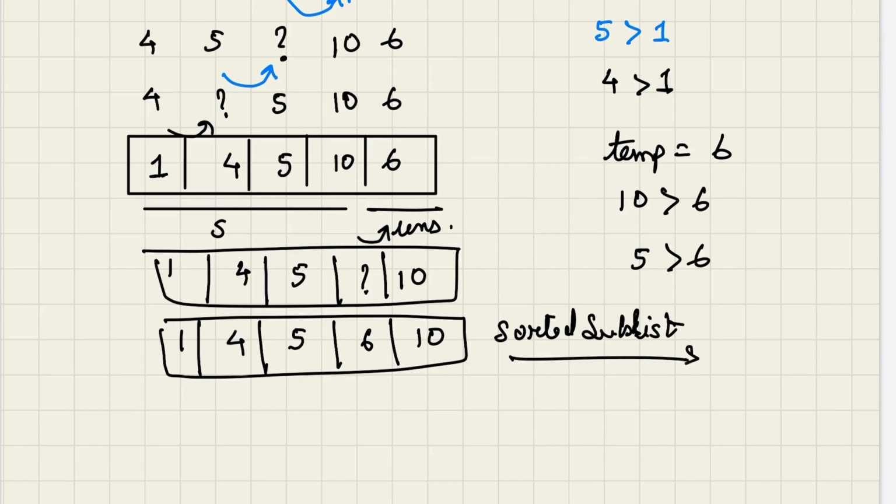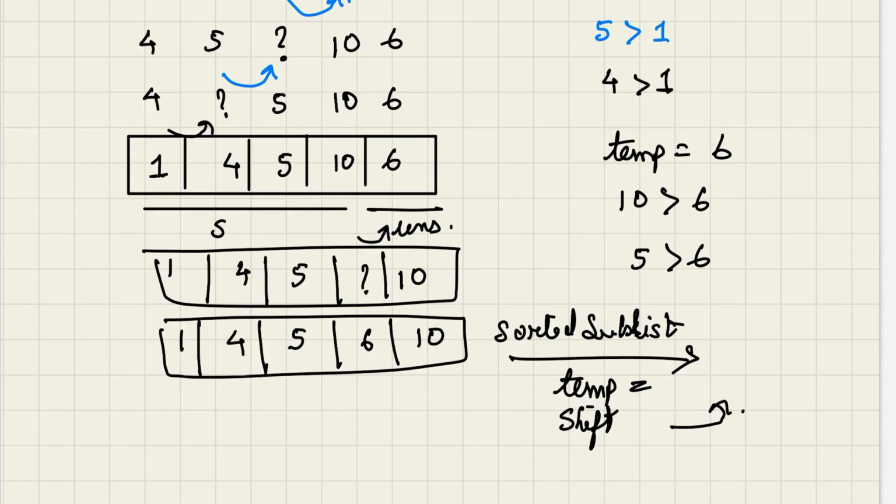So the main agenda is basically to store my digit in a temporary location and shift, in case the digit from the sorted array is more than the unsorted temporary digit, then I have to shift it to the right.